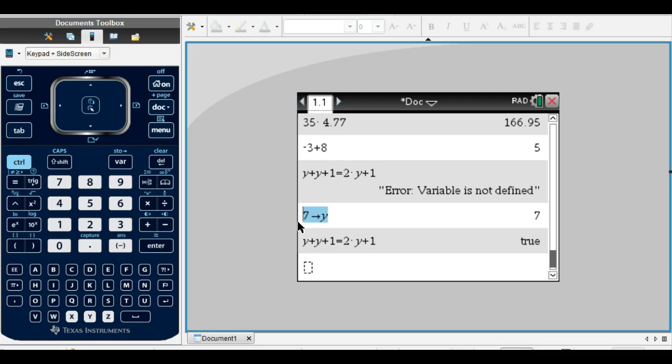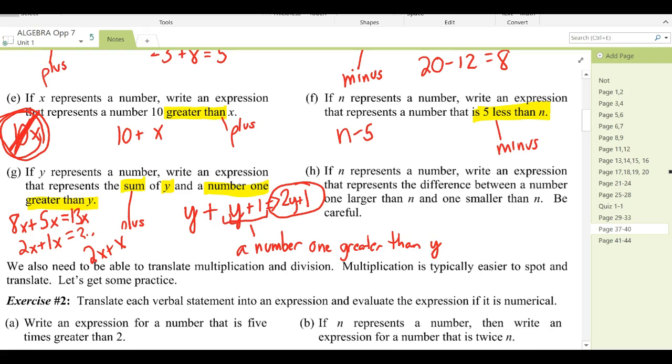Right answer. Why? Because this expression has y's in it. So Jensei, why did I do 7 store y? Because this has y's. What about if it has n? Then I do 7 store n.